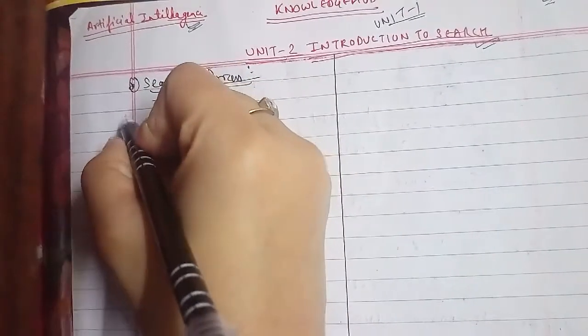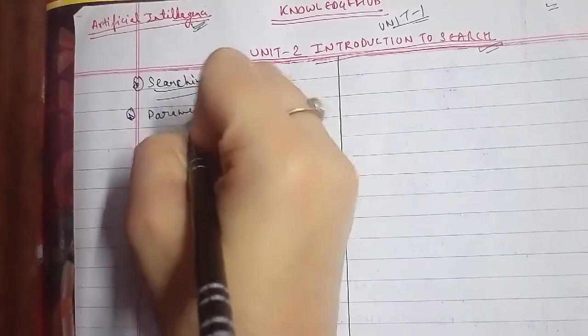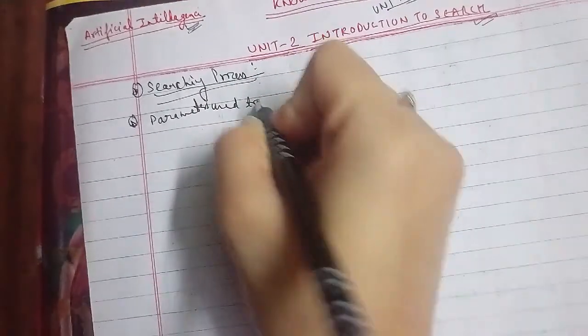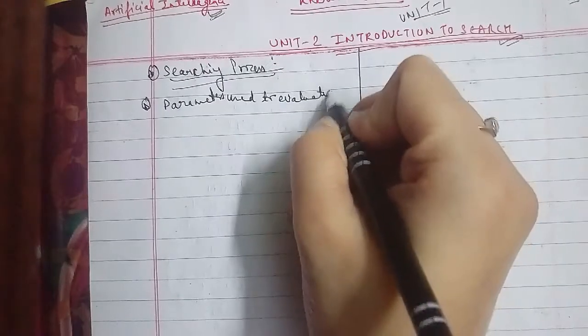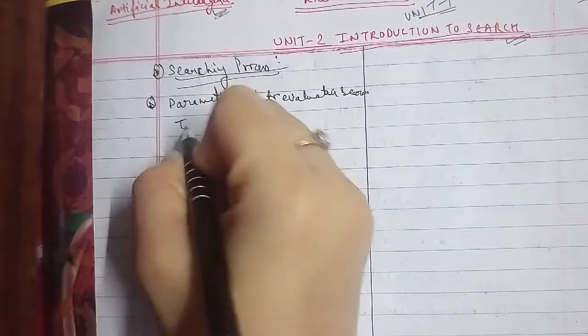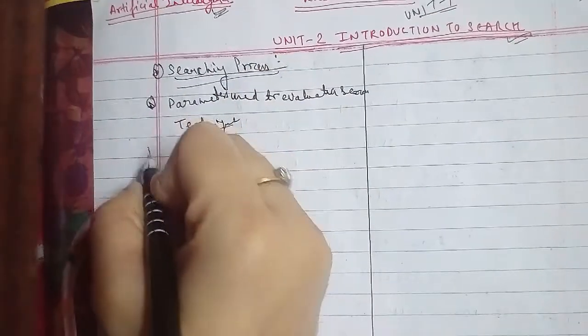For the parameters used to evaluate a search technique that we have to discuss here, there are 3. The first is completeness, the second is space and time complexity, and the third we have is optimality.